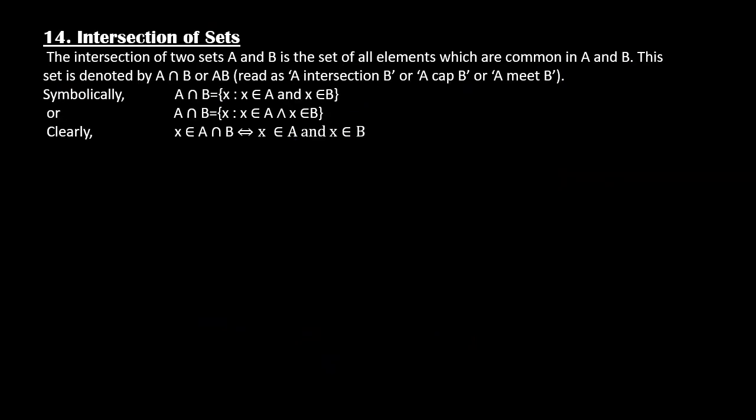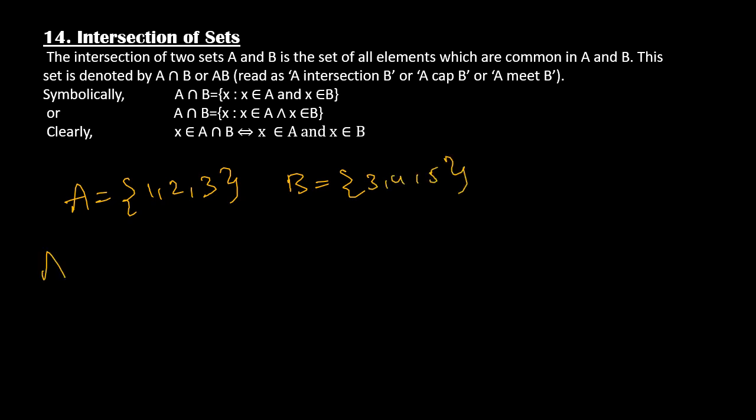Yeah. So now let us move on to the intersection of sets. What is meant by intersection of sets? Just now we have seen union. Let me show you what is meant by intersection. If I take a set A, which is 1 2 3, and a set B, which is 3 4 5. So what is meant by intersection? This is the symbol for intersection. Agree? So A intersection B is nothing but I have to take the elements which are common in both.